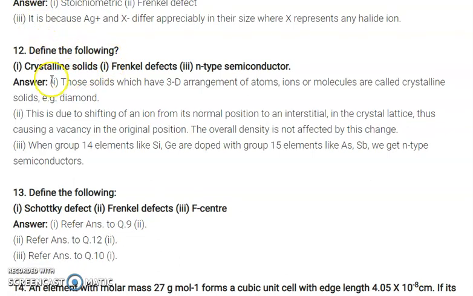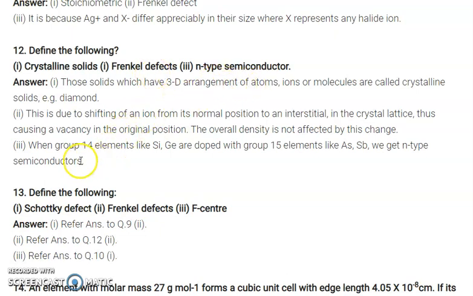Now define the following: crystalline solid, Frenkel defect and N-type semiconductor. What is a crystalline solid? Those solids which have a 3D arrangement of atoms, ions or molecules are called crystalline solids. Example, diamond. And Frenkel defect is due to the shifting of an ion from its normal position to an interstitial site in the crystal lattice, thus causing a vacancy in the original position. The overall density is not affected by this change. This one is the Frenkel defect.